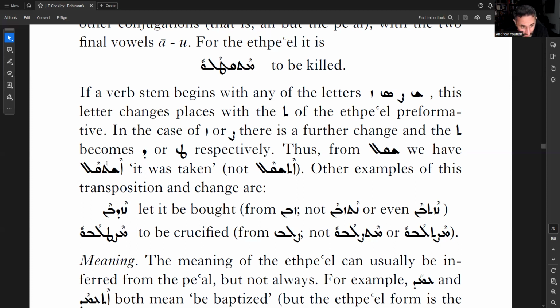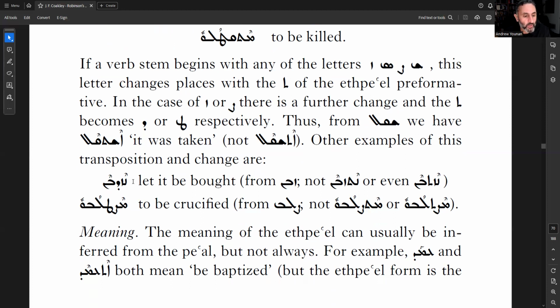So from shqal we have ishtqil, it was taken, not ith shqal. Others of this transposition and change are, so this is from zwan, to buy. Be bought is nizdban. So now two things are happening. One, the zain is going first. Second, the tau becomes a delath. So with a zain, the tau becomes a delath.